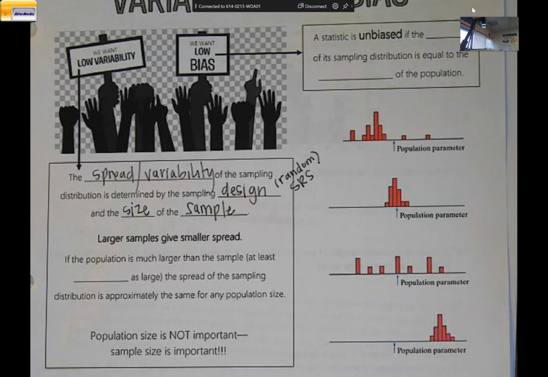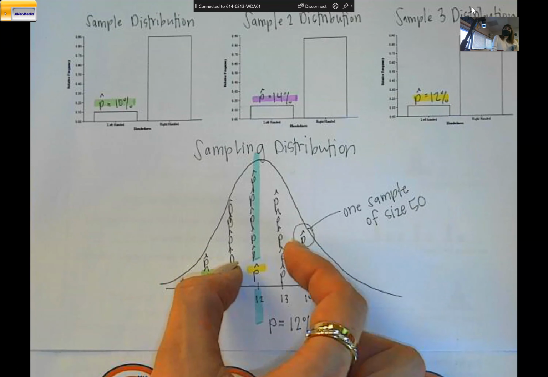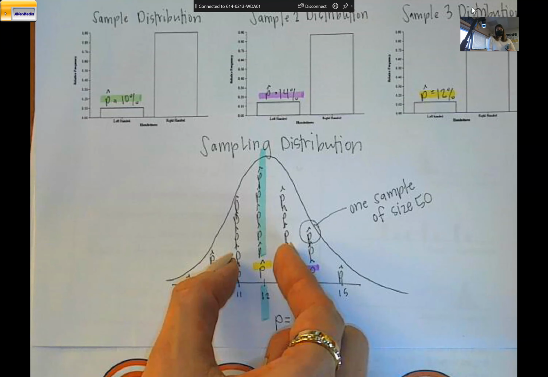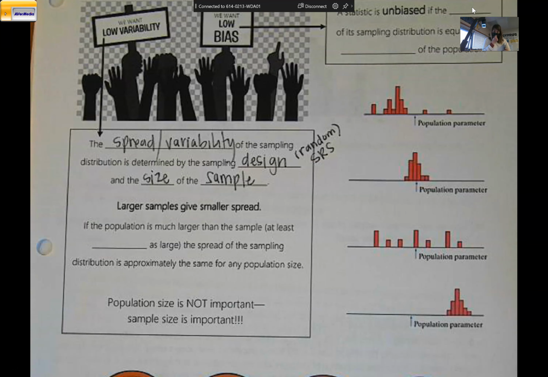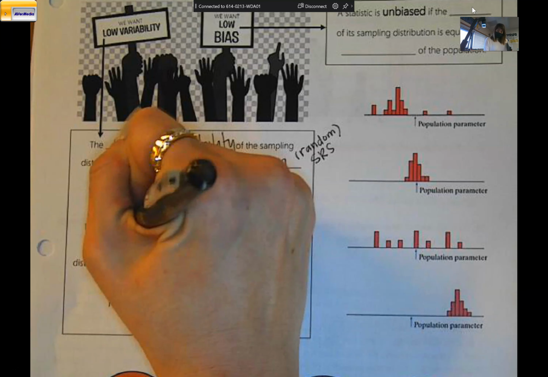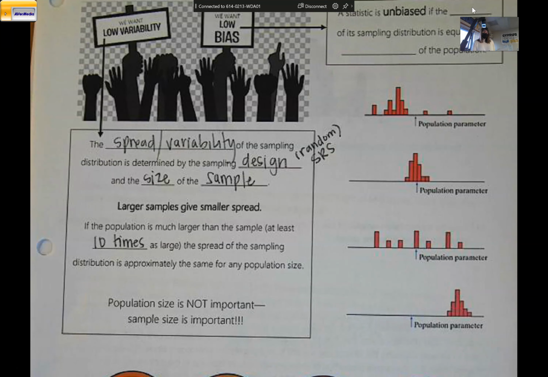So larger samples give smaller spread. What they mean by that is the larger your sample is, the tighter or more squished together this normal curve will be, which we want. We want this to be as close to the true value as possible. If the population is much larger than the sample, at least 10 times as large, the spread of the sampling distribution is approximately the same for any population size.